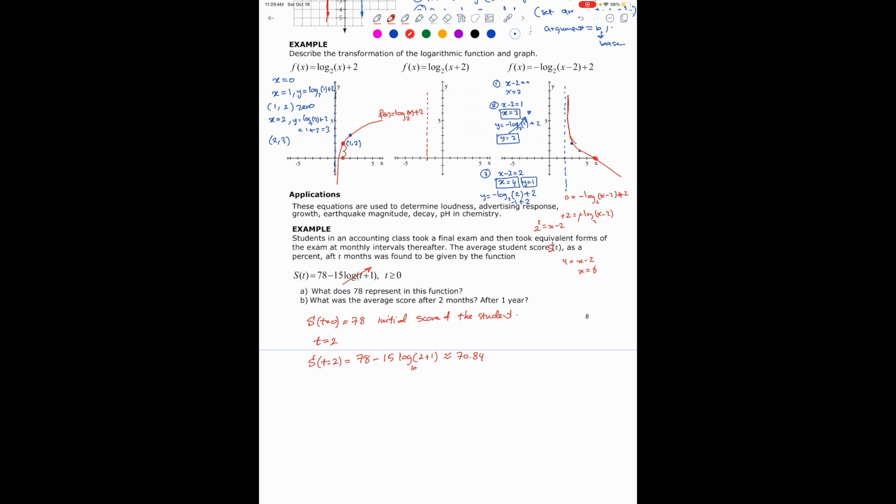And then after 1 year, we know that t is equal to 12 months. So S when t is equal to 12 equals 78 minus 15 log base 10 of 13. And that is going to be approximately, after you do the math, and I will also round it to 2 decimals, 61.29. So that is an application, that is part A, and this is part B.